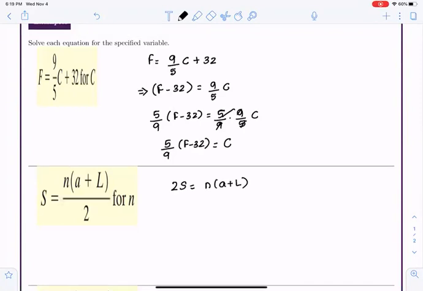Now we're almost there. Do not distribute the n. Everything is factored already. We have n by itself and a plus l by itself. So all I have to do is to divide both sides by a plus l. So n would simply be equal to 2s divided by a plus l.